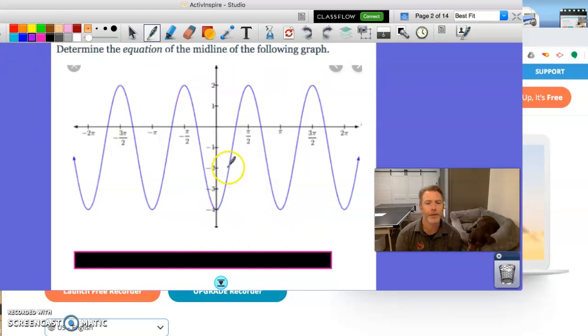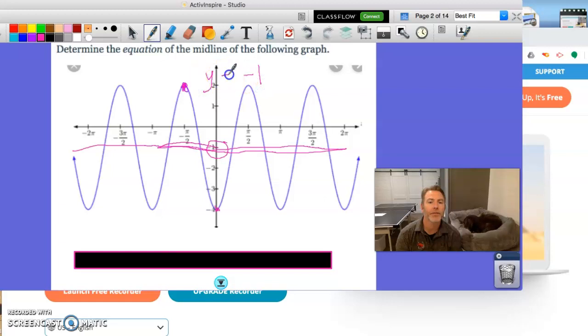Let's take a peek at another one. Finding the midline, again, we look at highs and lows, and then we find that distance, and then we find the middle of that distance. This is 2 units to the x-axis, another 4 units down. That's a distance of 6. If I count from the top 1, 2, and 3, my midline is going to be right in between here. That occurs at -1. Again, make sure you write this in the form of an equation: y equals -1. Right, Penny?